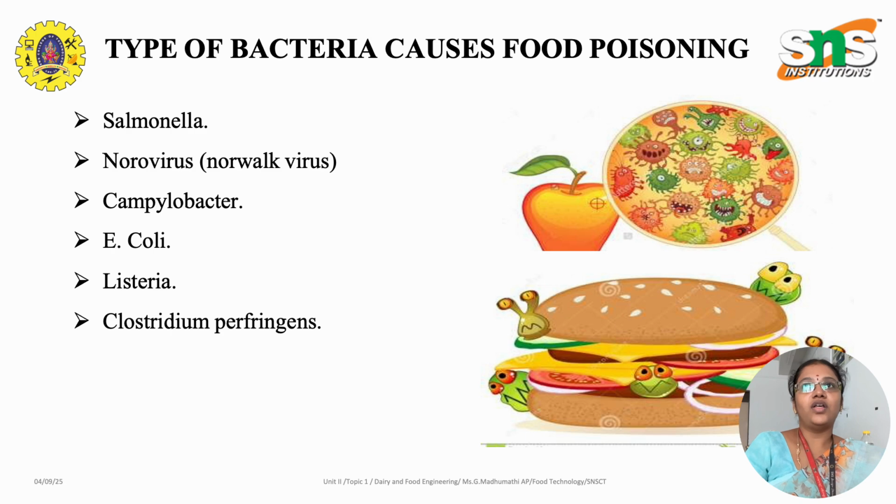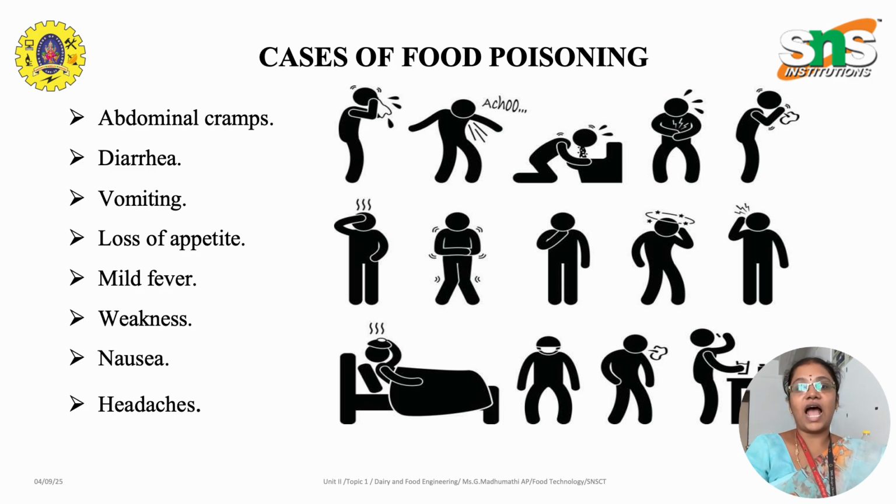What are the microorganisms that may be present in the food that we consume? Those organisms which cause food poisoning are E. coli, Salmonella, Listeria, all types of the Clostridium family of bacteria, norovirus, and Campylobacter. These are a few main types of microorganisms that cause food poisoning when consumed by humans.